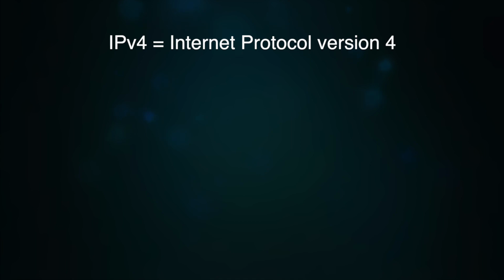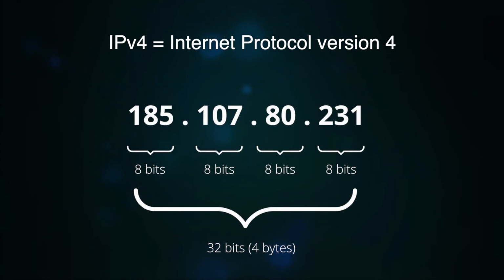IPv4 is short for Internet Protocol Version 4. An IPv4 address is a 32-bit numeric address written in 4 decimal numbers separated by dots. Each decimal number can range from 0 to 255.